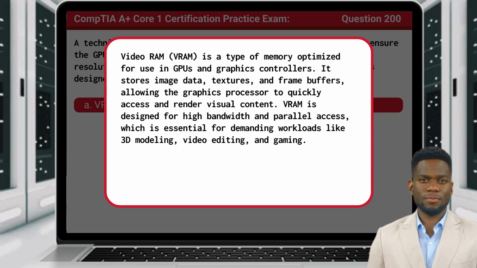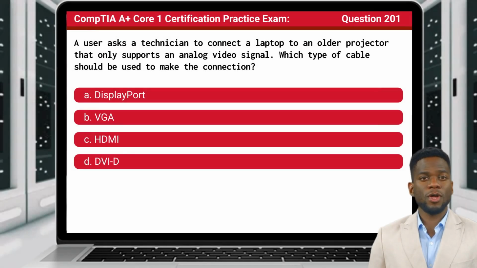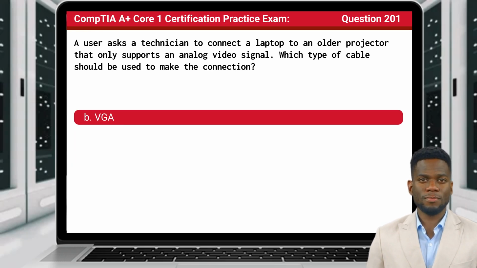Wow! You have completed 200 questions. How about one more question as a reward for your hard work? Question 201. A user asks a technician to connect a laptop to an older projector that only supports an analog video signal. Which type of cable should be used to make the connection? The answer is B. VGA.